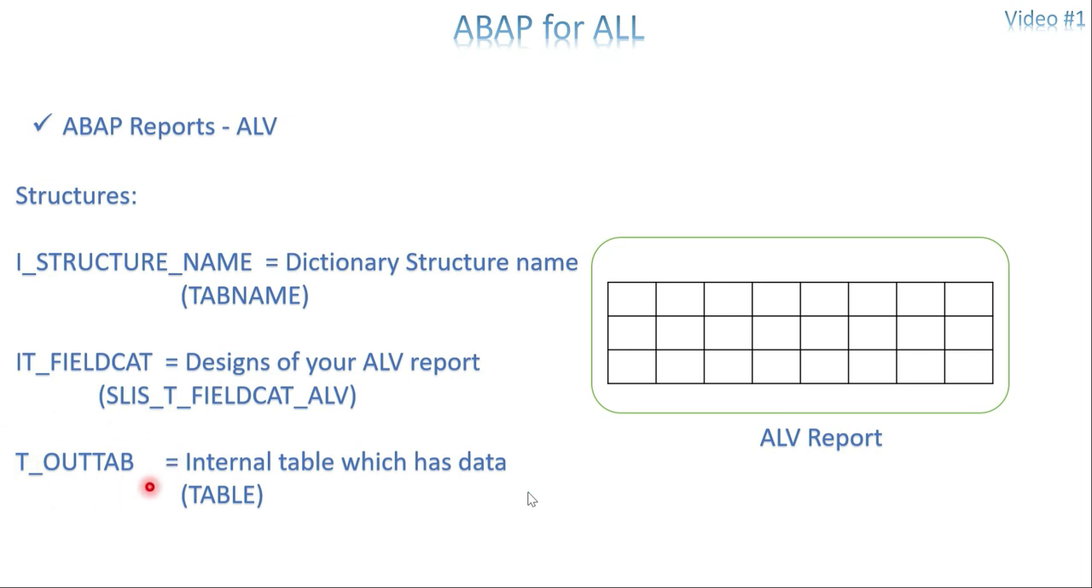And T_OUTTAB is normally the tables, here an internal table which has data. So this is a generic data type. That's why I mentioned here just TABLE, because it depends on your design. Sometimes I want MARA, sometimes a purchase order, sometimes a custom table. So it's not going to refer to anything specific. It's a generic data type, just any table, kind of like field symbols. Whatever comes at runtime, it adapts. So either one or this is the minimum parameter required to generate an ALV report, without any additional information.